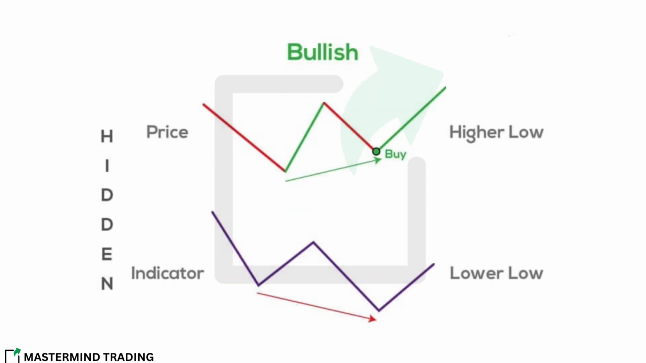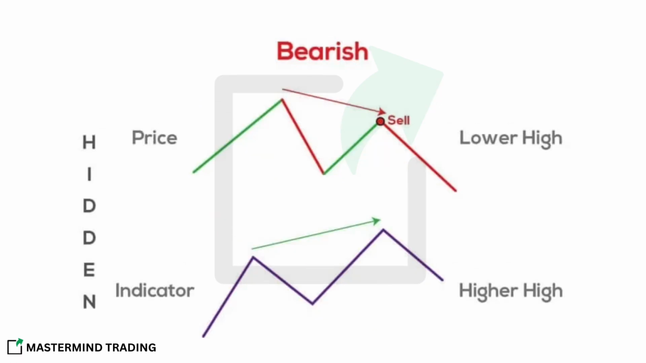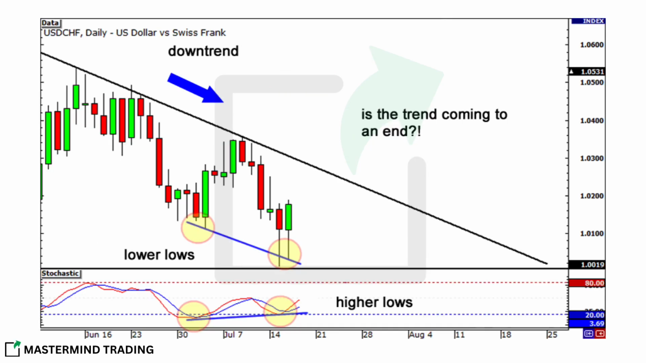On the other hand, in the case of a bullish hidden divergence, you have price making a new higher low, meanwhile the indicator is still making a new lower low. Lastly, we have the bearish hidden divergence, which occurs when price makes a new lower high while the indicator is still making a higher high. I have included a few illustrations that explain this.